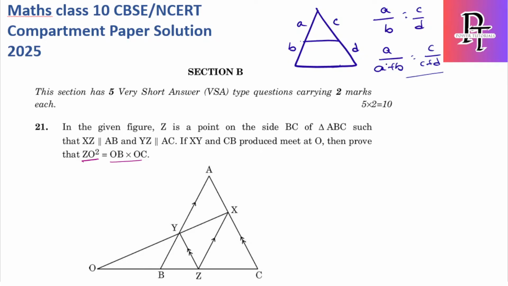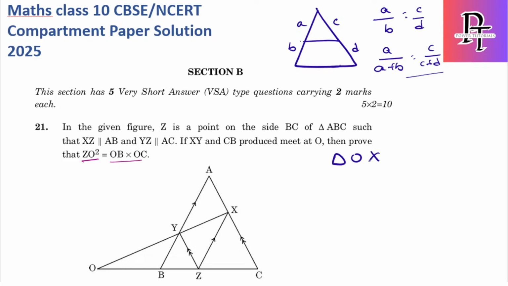This is nothing but Thales' proportionality theorem. What it is stating is, if a line is drawn parallel to one side of the triangle, then it divides the other two sides in the same ratio. Or else it divides the other two sides proportionally. Both are the same. Okay, so in this question what we will do is, let's take triangle OXC.